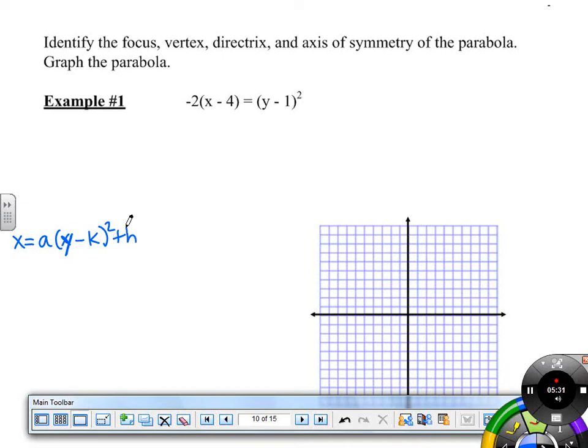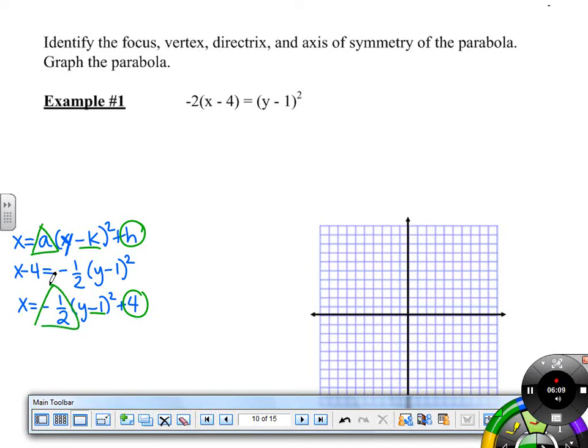So I'm looking to rewrite my equation in this form. The first thing I'm going to do is divide both sides of that equation by -2. And then I'm going to add 4 to both sides to get the x completely alone. So my equation is going to say x = -1/2 (y - 1) squared + 4. And if you look at the parallels with the other equation, we can see k values, h values, and our a values.